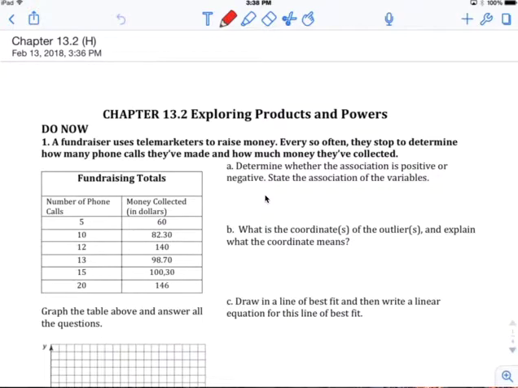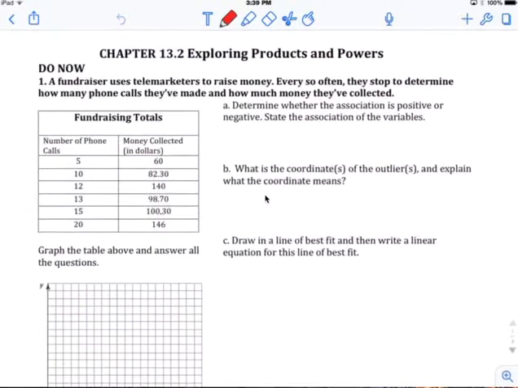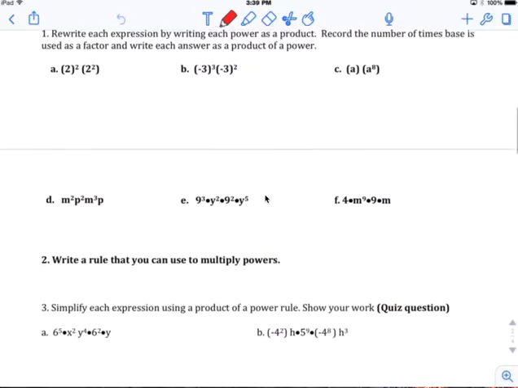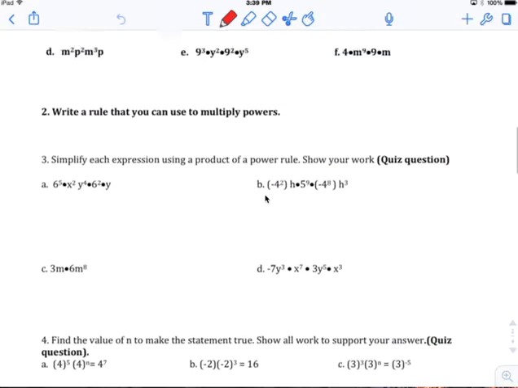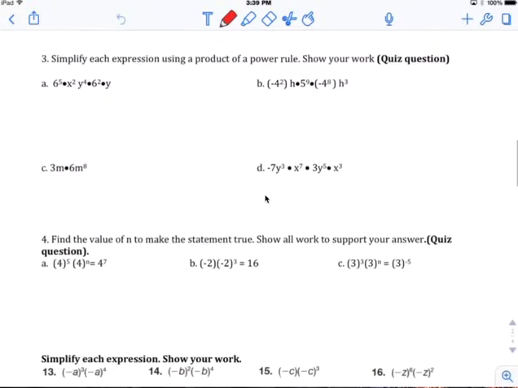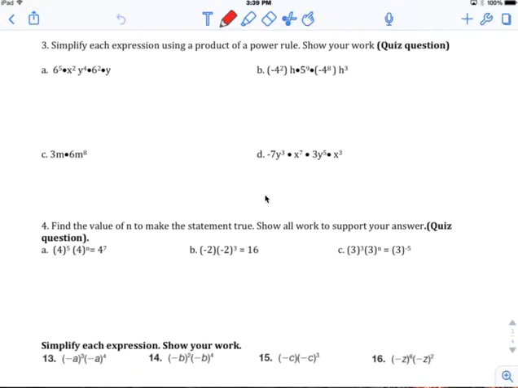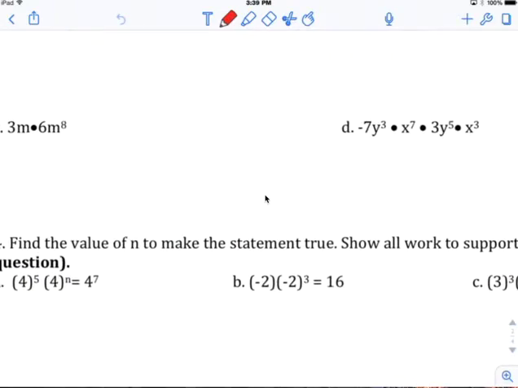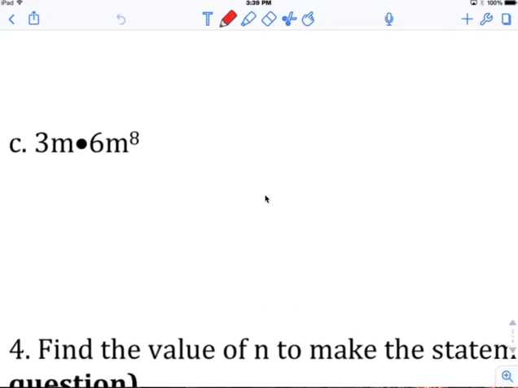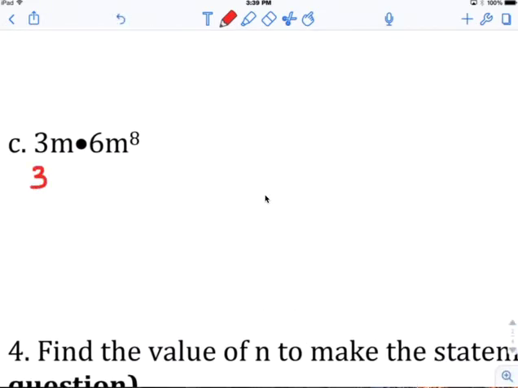This is your homework for tonight. We did this in class, so I'm going to go over this a little bit more. We did all this in class, but I think just in case, I'll go over these right here, okay? 3 and 6, they're not the same base.